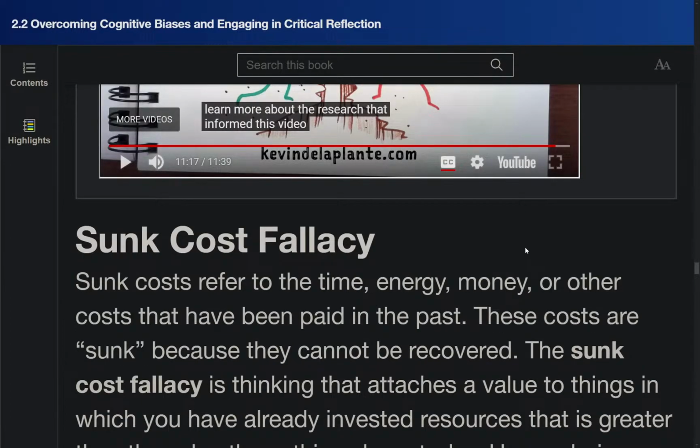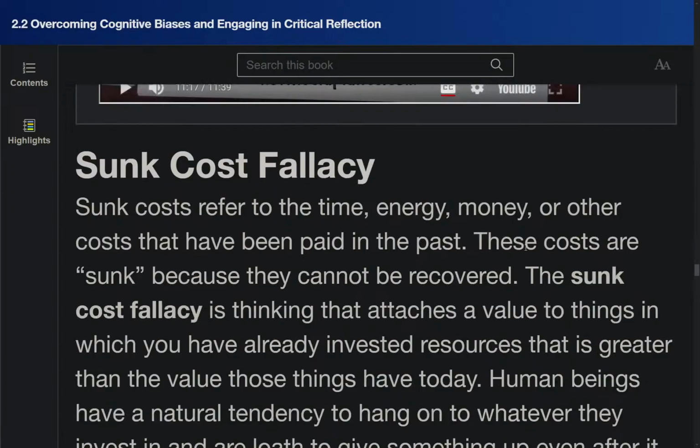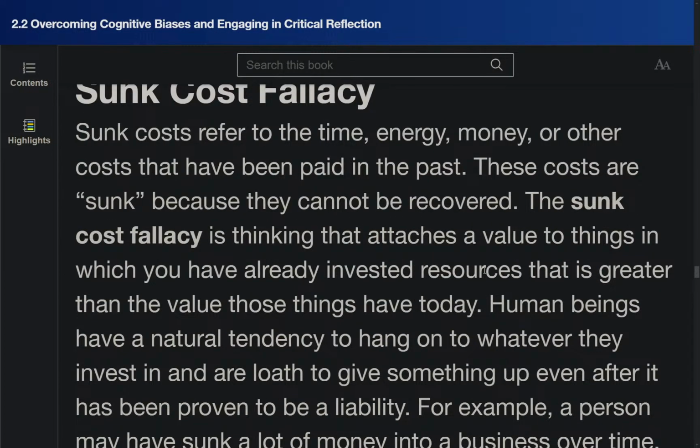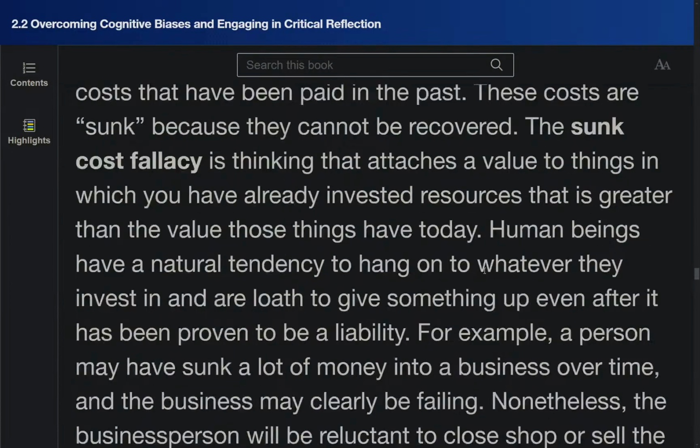Sunk cost fallacy. Sunk costs refer to the time, energy, money, or other costs that have been paid in the past. These costs are sunk because they cannot be recovered. The sunk cost fallacy is thinking that attaches a value to things in which you have already invested resources that is greater than the value those things have today.